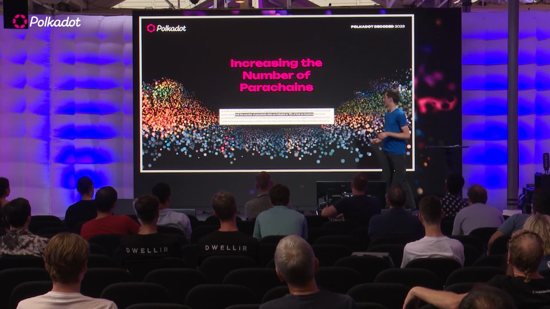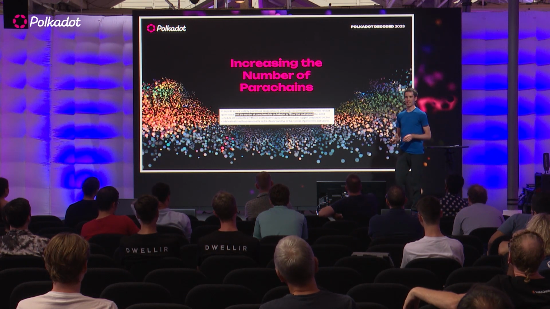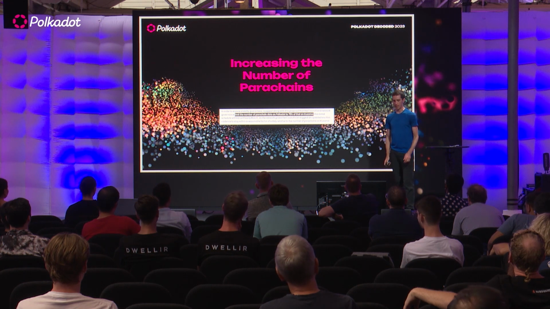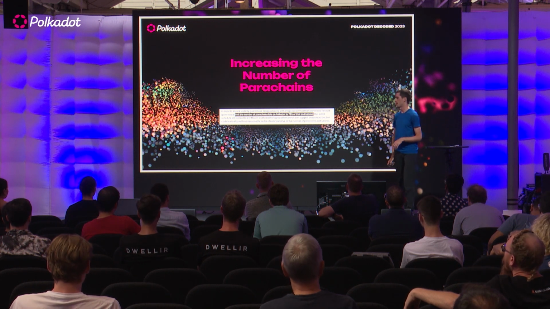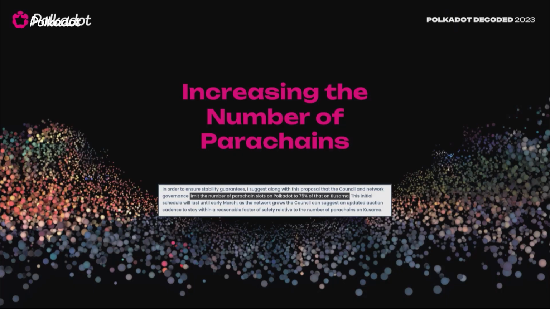OK, so now I'm moving on to the next section, some of our projects and team goals. So increasing the number of parachains. I took this screenshot from Polkassembly. This was 2 years ago when we made the first proposal for Polkadot auctions on Polkadot. And one of the ideas was that Polkadot is supposed to have some quality of service guarantee. If you have a parachain on Polkadot, it should never stall. The block time should never get any slower.